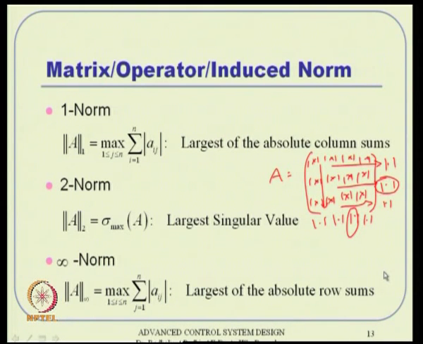So, the one norm is nothing but the largest absolute column sum, and the infinity norm happens to be the largest absolute row sum. And it is rather easy to remember, so I do not have to get confused unnecessarily, because remember the letter 1 is vertical and the letter infinity is horizontal. The way you write the letter infinity is horizontal and the way you write the letter 1 is vertical.